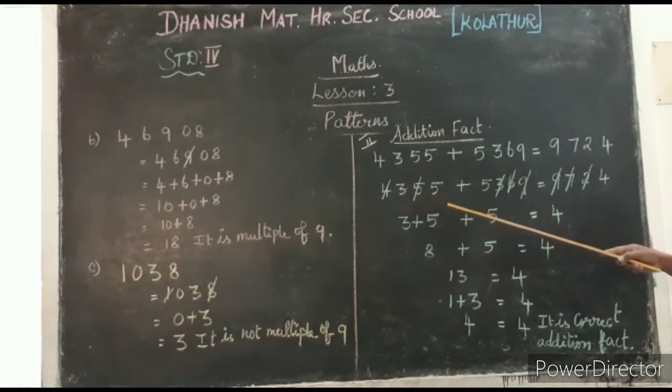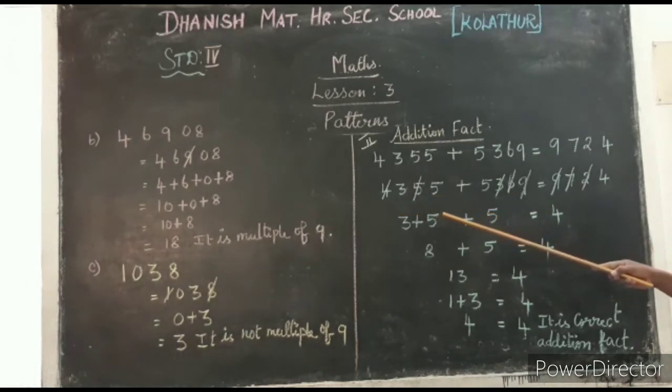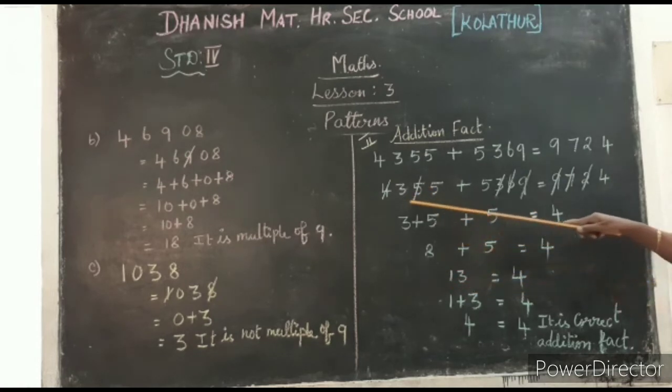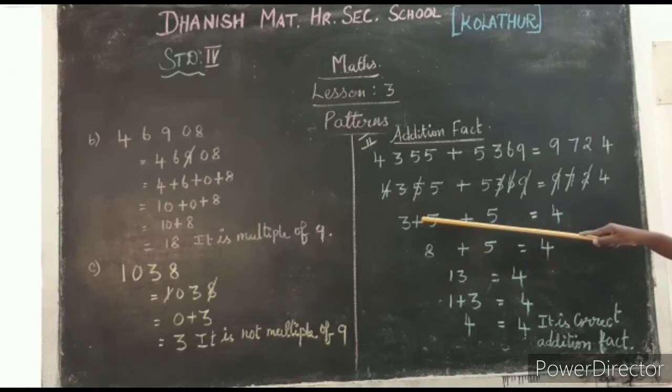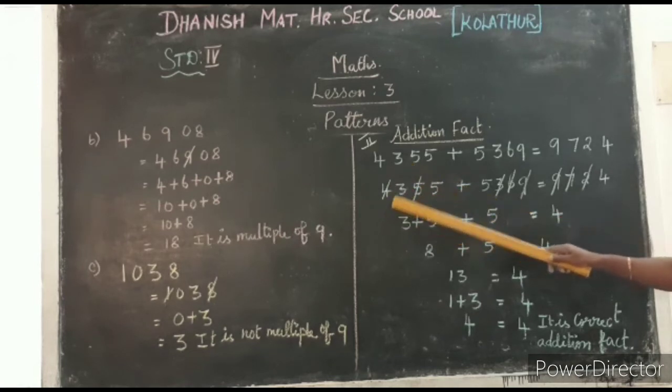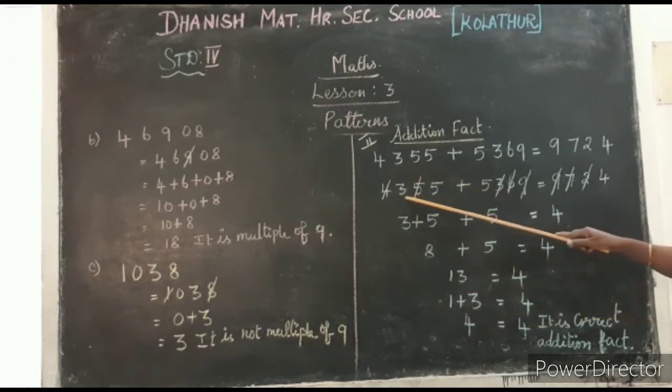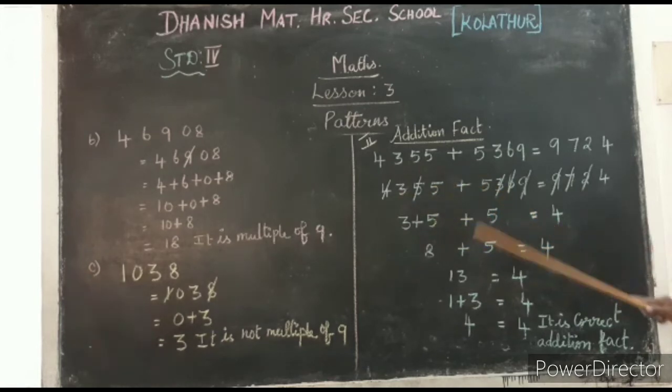I told you already, if 9 is not there, what should we do? We should take a combination of numbers. If you add two numbers, you will get 9. See, 4 plus 5 will get 9. So cast out 4 and 5. The remaining numbers are 3 plus 5. So the first number is completed.